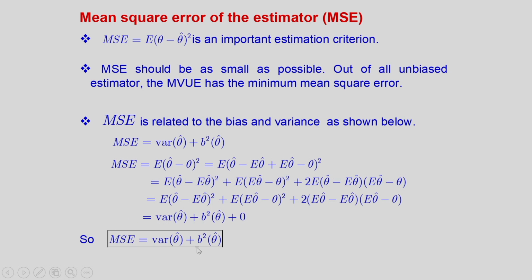So this is one important relationship, and when the bias is 0, in the unbiased case, MSE is equal to variance of theta hat.